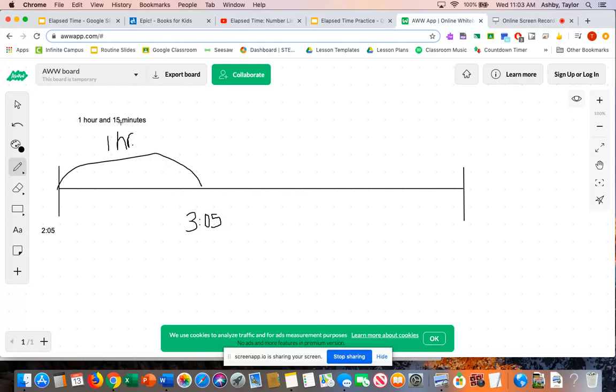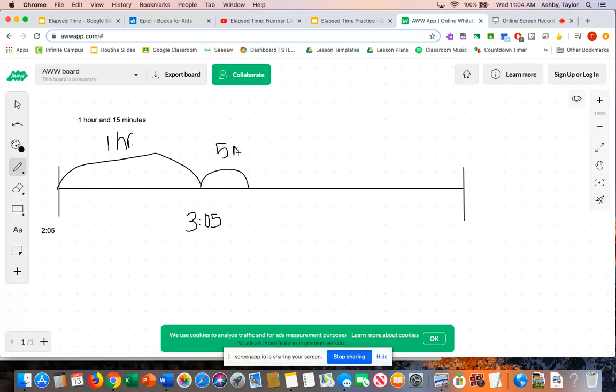I'm going to break this 15 minutes up into smaller pieces to work with. I'm going to break 15 up into 5 and 10. However, if you as a mathematician already know how to make the jump of 15 minutes, go ahead and do that. We're just different as learners, and it's okay to make the type of hops and jumps that work the best for you.